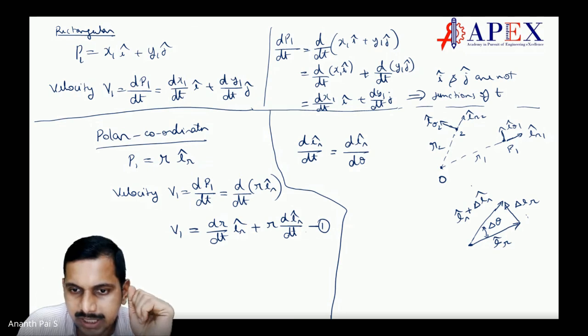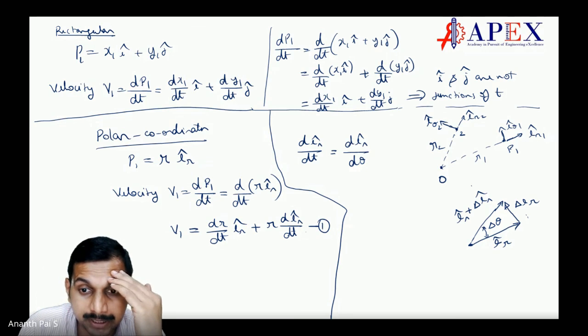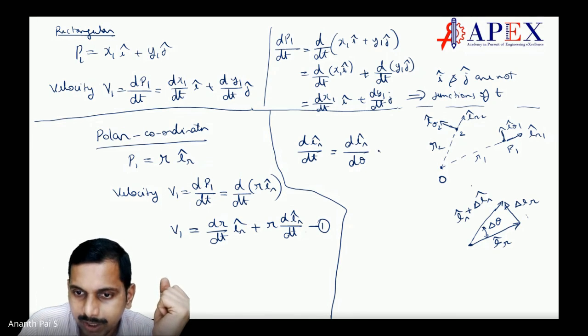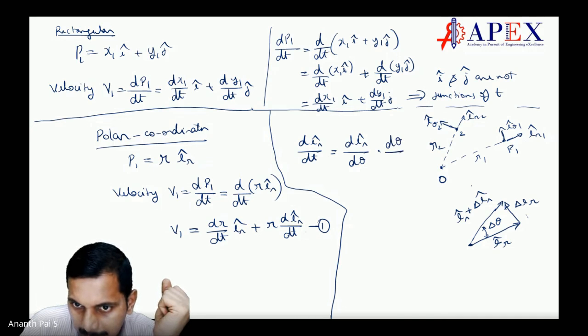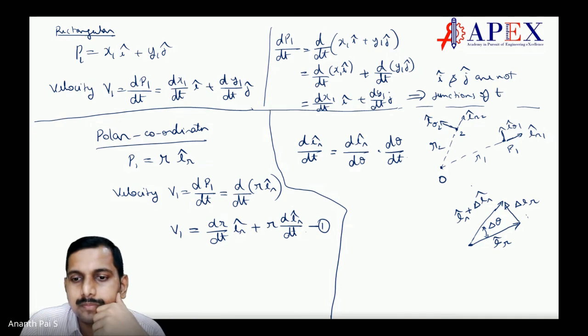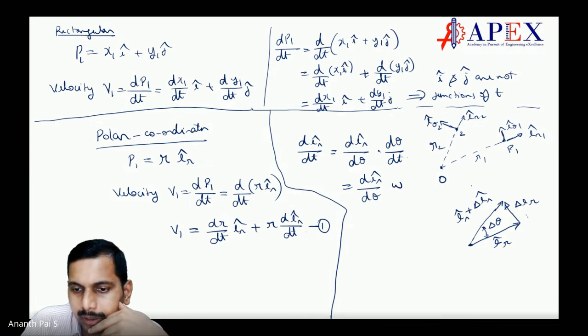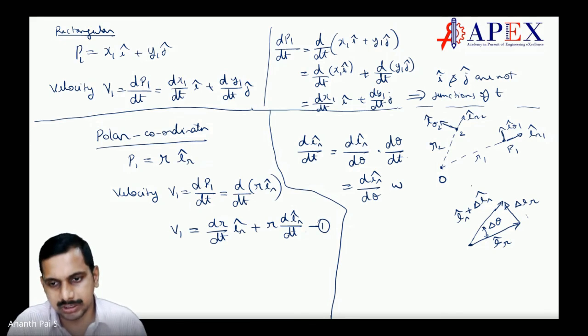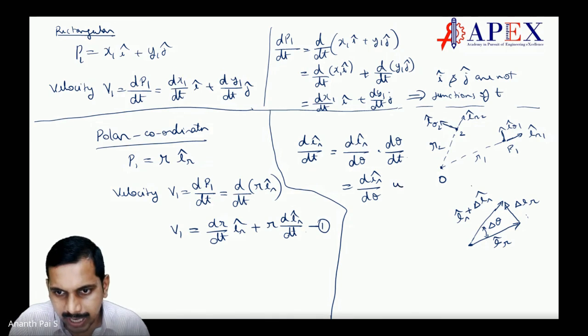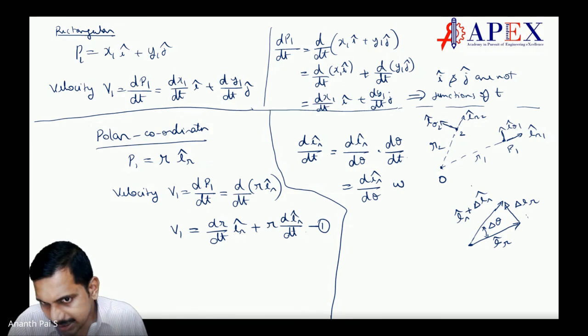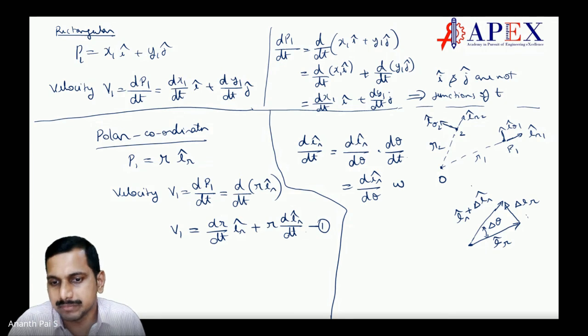Then der by dt can be written as der by d theta into d theta by dt. Makes sense? What is d theta by dt, students? d theta by dt is nothing but omega, correct? So it is der by d theta into omega. What is omega? Angular velocity, correct? So you get something called angular velocity. Now what is the direction here? Let us see it again.